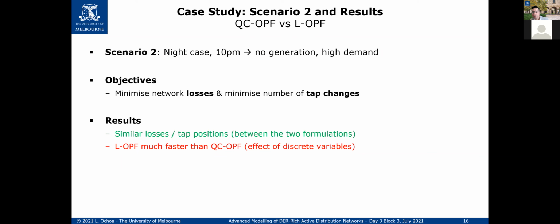And this is the effect of the discrete variables. If we remove the tap changes, the linearized OPF and the quadratic constraint will be very similar, or even the quadratic constraint is slightly faster. Again, I'm not trying to advocate for the linearized or the quadratic constraint, and there are many other formulations out there. This is about understanding that the application, the engineering problem, has to drive the selection of the most adequate formulation.